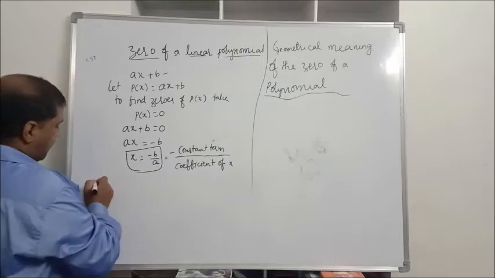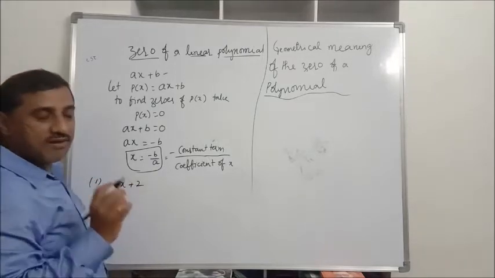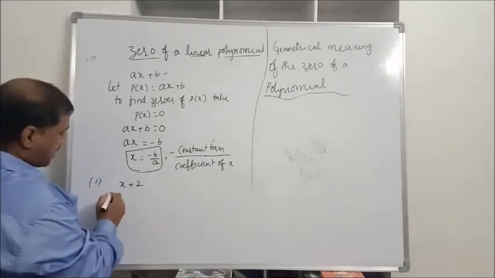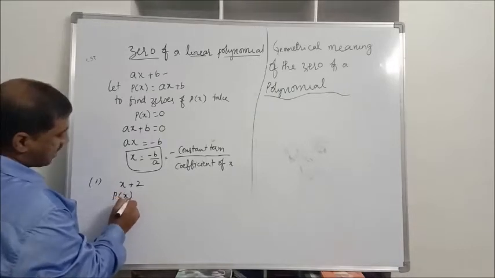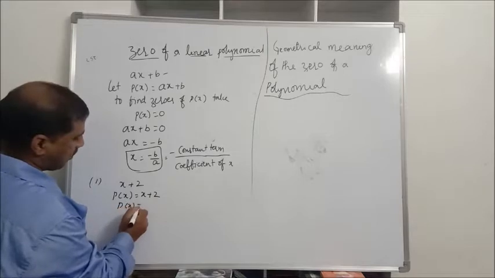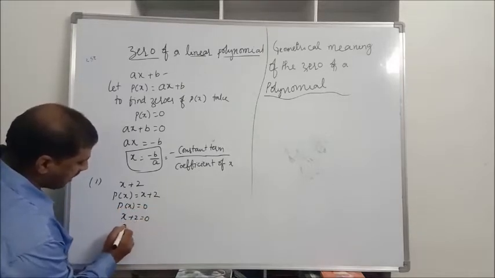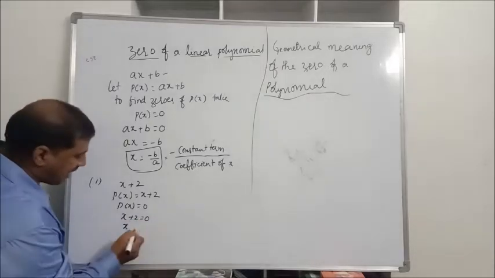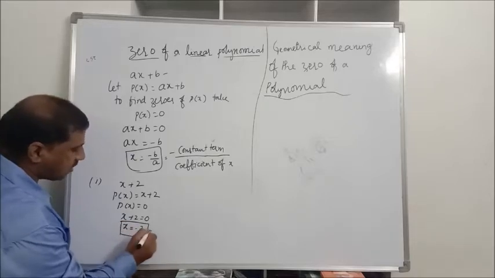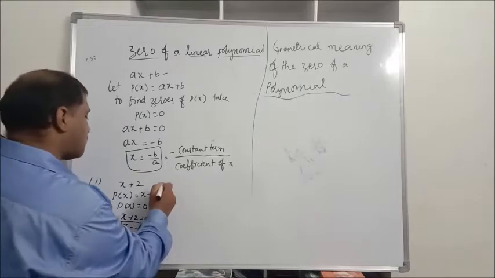For example, find the zero of the polynomial x plus 2. Let p of x be equal to x plus 2. Then p of x equal to 0, that is x plus 2 is equal to 0. By transposing plus 2 to that side, we get minus 2. Therefore x is equal to minus 2. So minus 2 is the zero of the polynomial x plus 2.